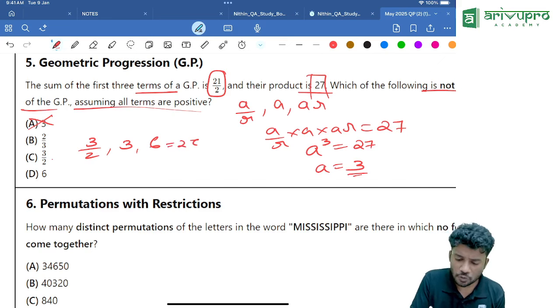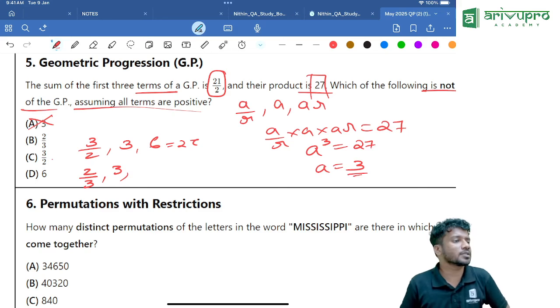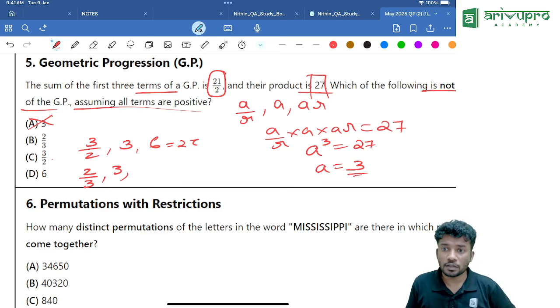Now you try 2 by 3. If 2 by 3 is one of the terms, then 3 is the next term. What should the next term be? The common ratio is how much here? 1 by 2. Check. When you multiply it with 6 only, it is becoming 3. Then again it should be multiplied, into 3 into 6.